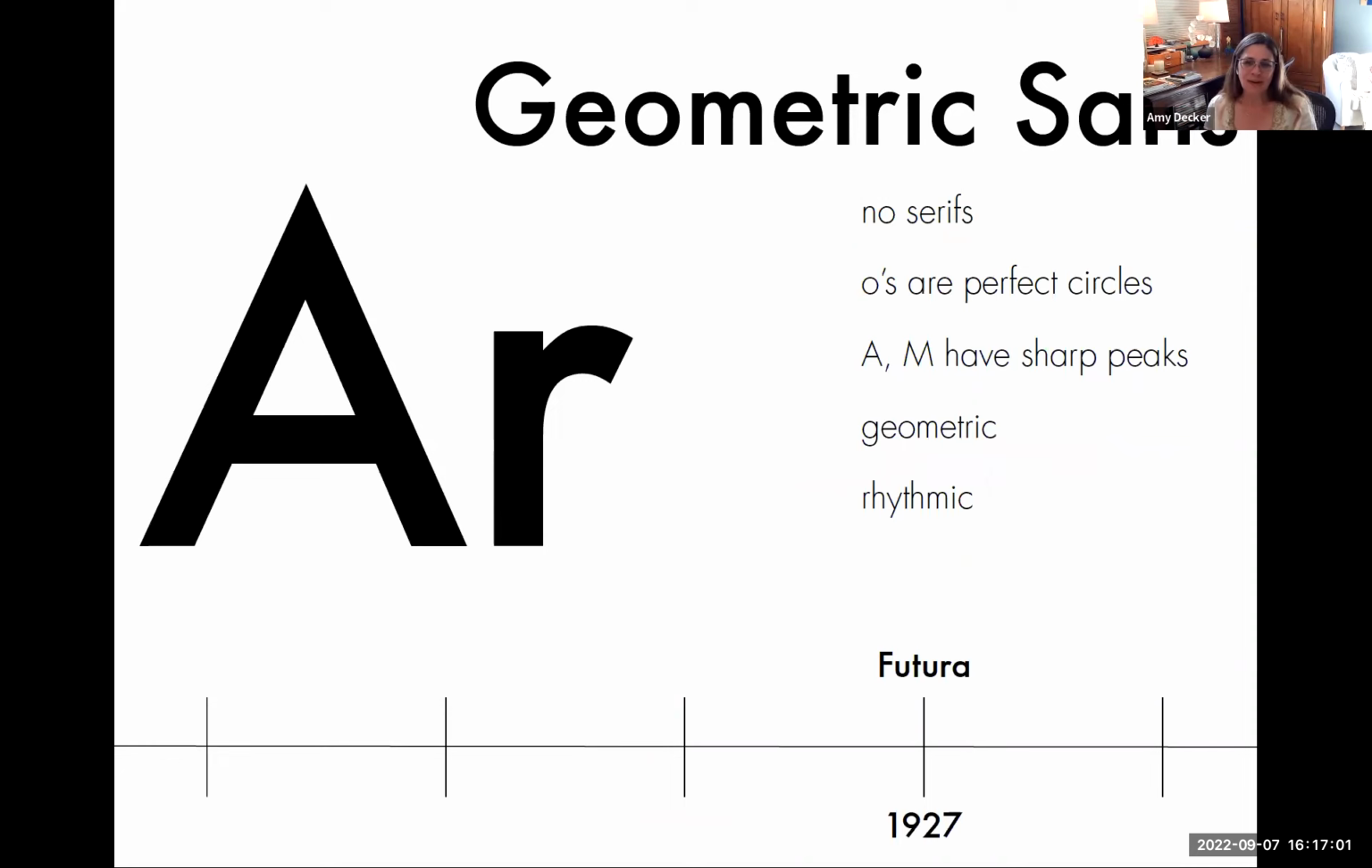Then we move into the Roaring 20s, and we have the introduction of geometric sans. Futura, which was born in 1927, has no serifs. The O's are perfect circles. The A's and M's have sharp peaks, and if we put a line at the bottom of the A, it would create a perfect triangle. They're very geometric, rhythmic, clean. And Futura is the first typeface that landed on the moon.